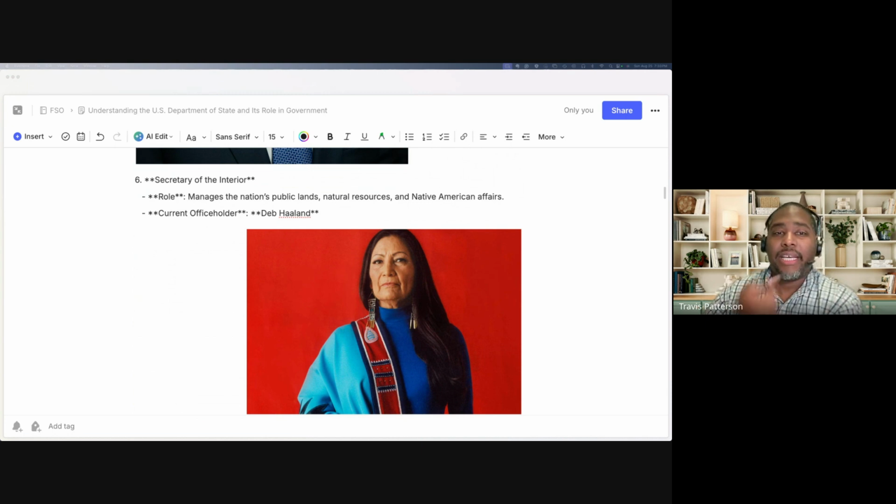I'm glad I looked. Secretary of Interior. Oh, I don't know if you guys can see that. I kind of circled it. Oh, it went away, good.